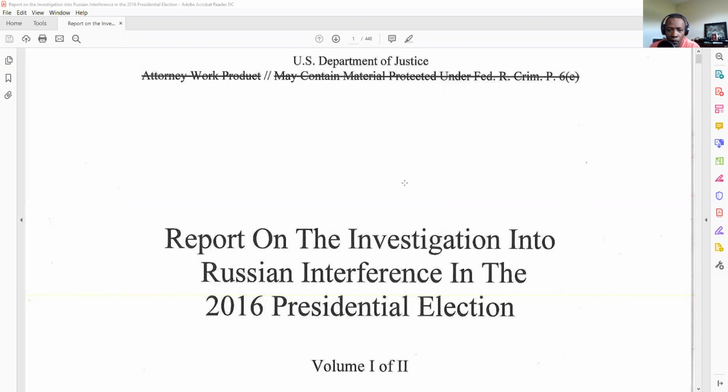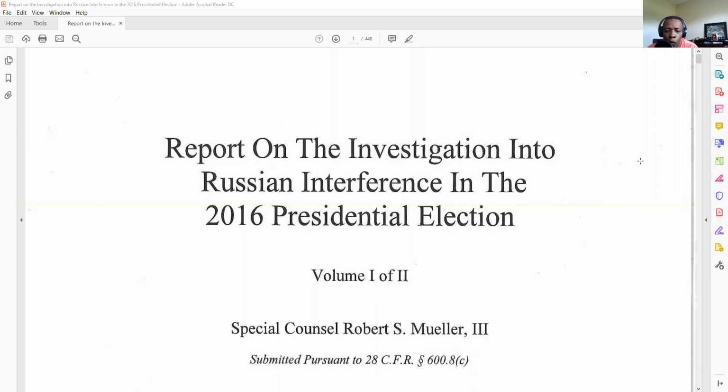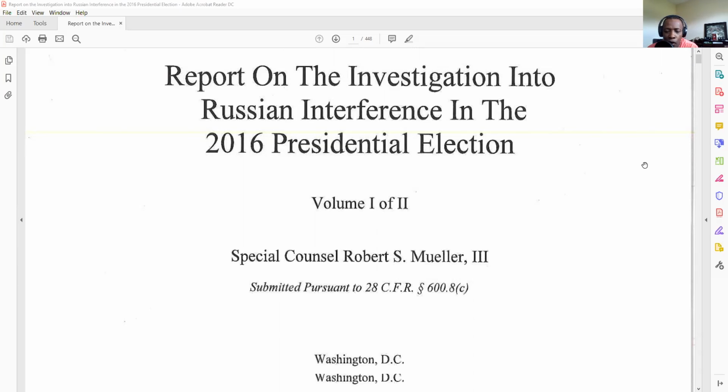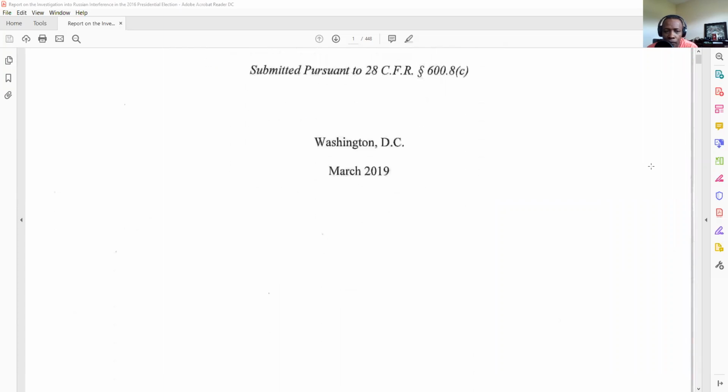Okay, so you can kind of see on the screen right here what we're talking about is the Mueller Report, the U.S. Department of Justice report on the investigation into Russian interference in the 2016 presidential election. This is volume 1 of 2. Special Counsel Robert S. Mueller submitted this report pursuant to 28 CFR 600.8(c), Washington, D.C., March 2019.